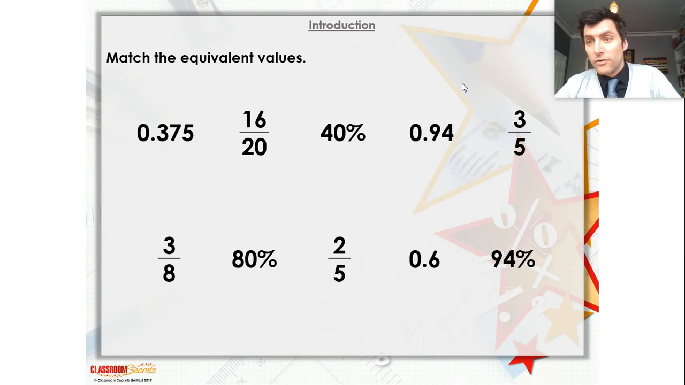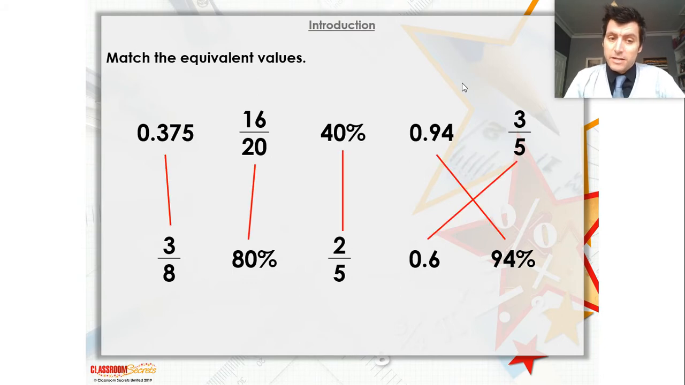Now 0.4 is the same as 40%. 0.6 is the same as 60%, which is the same as 3/5. Those are the 2 easiest ones to start with. Then you've got the idea that if you've got a whole divided into 20 equal parts, so where your denominator is 20, then each one of those equal parts would be worth 0.05, and therefore 16 of them would be worth 80%. Okay. If you've managed to match these, great.